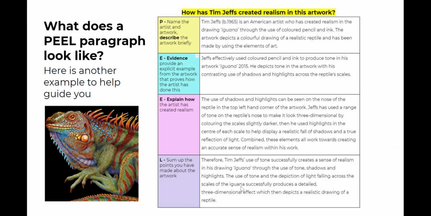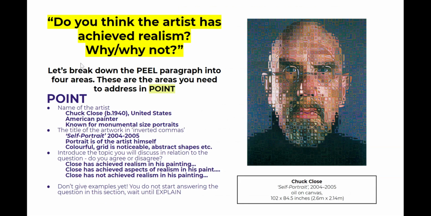Here is another one as well, which is a little bit more accurate or closer to what you will be doing. So I would like you to possibly use this one as a reference to know whether you're on the right track. So here is another example. This one also talks about realism. I highly suggest looking at this Peel paragraph, reading what is inside each section to help you structure yours correctly. So let's break the Peel paragraph down into 4 areas.